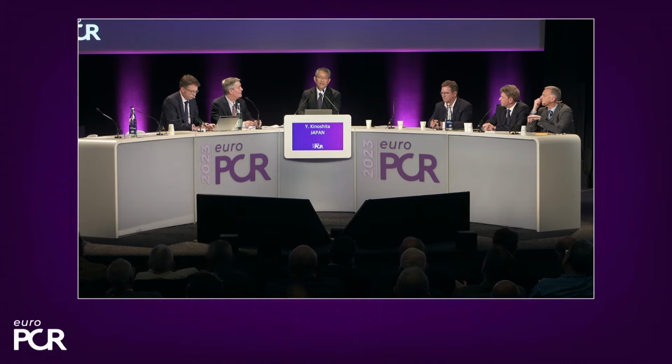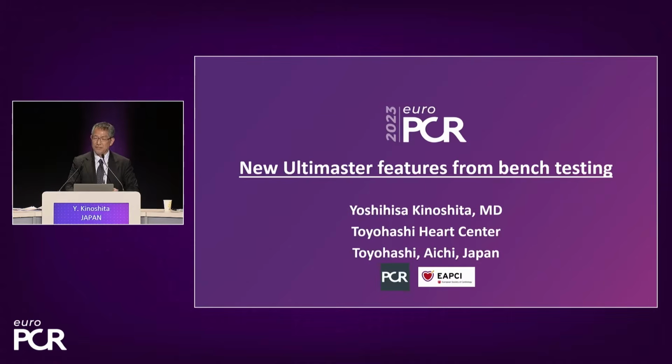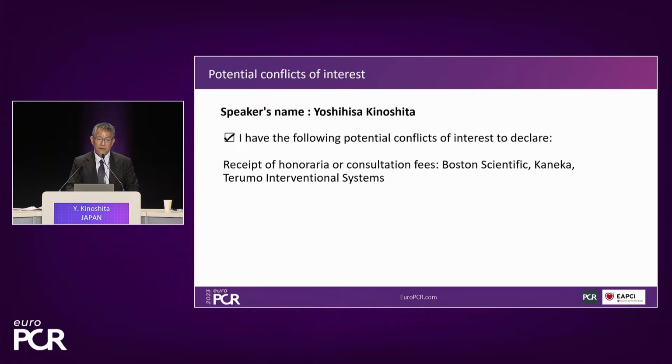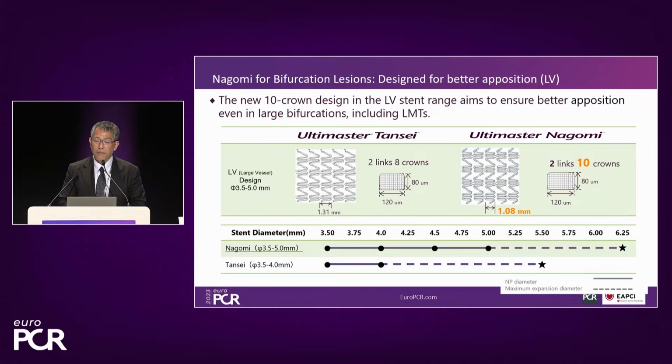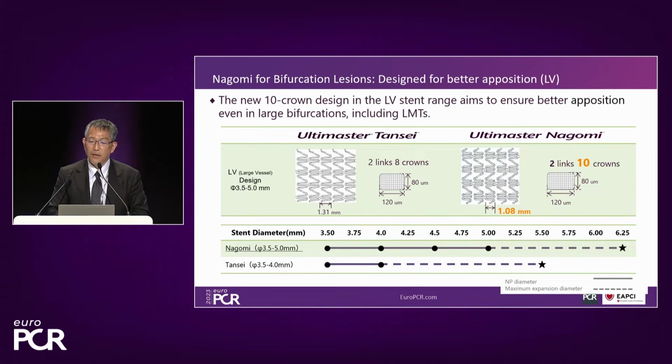Yeah. Dr. Kinoshita, please. Okay. Thank you, Goran, and ladies and gentlemen. It's my honor to have this time with you. So today I would like to talk about the new Ultimaster features. Maybe the new Ultimaster is very suitable for this kind of case. So this is my COI slide. First of all, I would like to talk about the difference between the old Ultimaster Tansei and the new Ultimaster Nagomi. The old one is an abluminal-coated, sirolimus-coated, 2-ring 8-crown design. But this time, Ultimaster Nagomi is upgraded to the 2-ring 10 crowns.